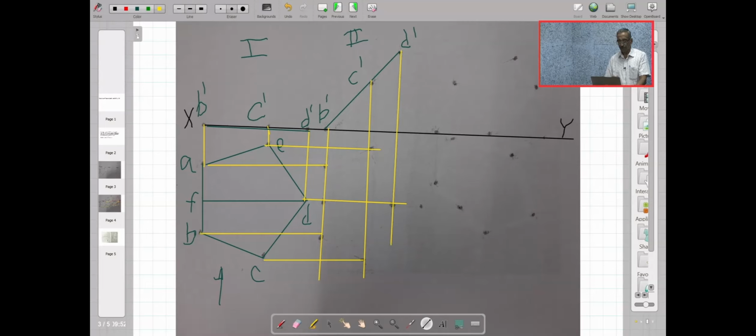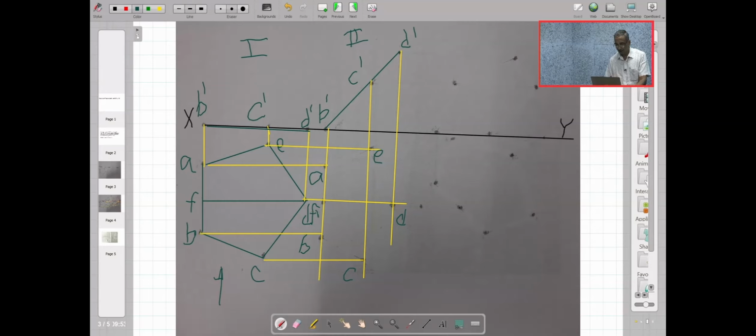Now let me name the points. Let me call this point the intersecting point. This will be my B dash, and this is my B, the new top view. So this will be my point A, B. Here I have point C, here I have point D, here I have point E. So this will be my point F. Instead of F, let me call this F1 because the length is reduced.